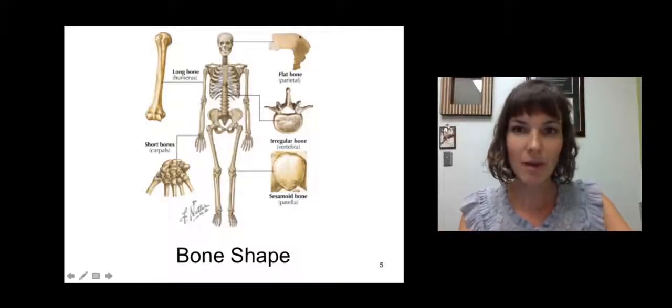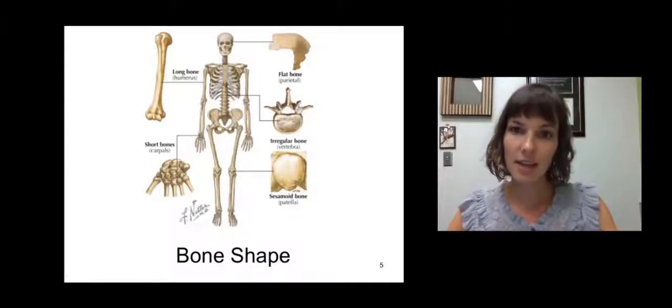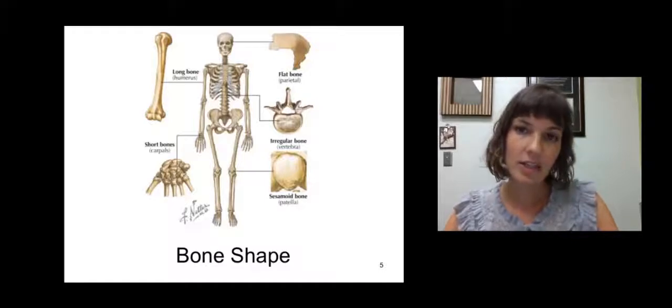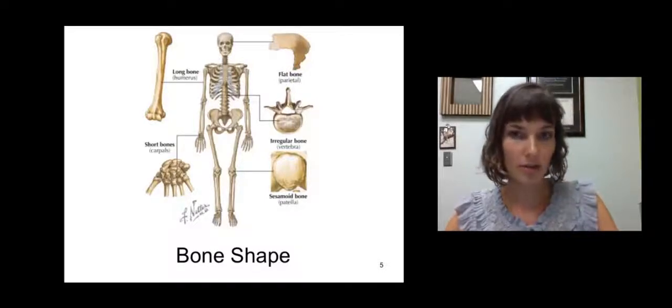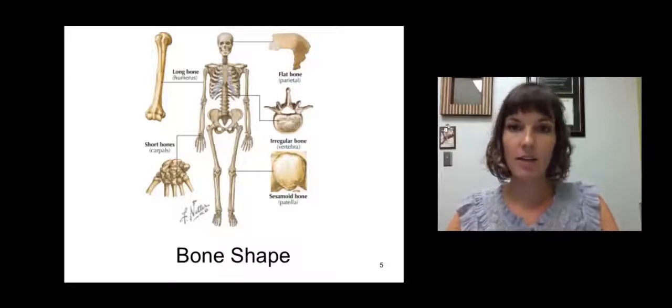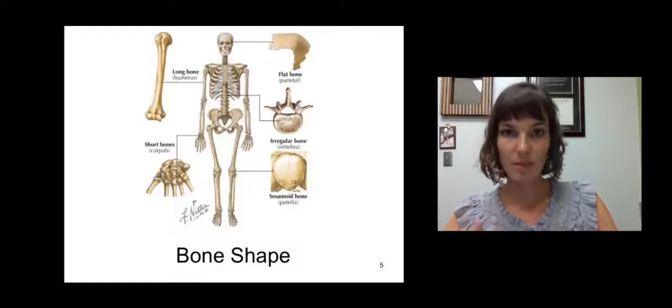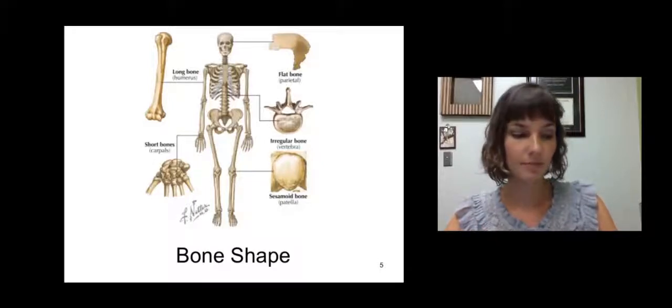We also have flat bones, so this is showing the parietal bone. Parietal bone is one of our skull bones. And this is thin, flattened. It's usually curved sort of a bone, so this skull parietal bone is a good example of that. Another example would be our sternum, our breastbone, or the ribs. Those are also flat bones.